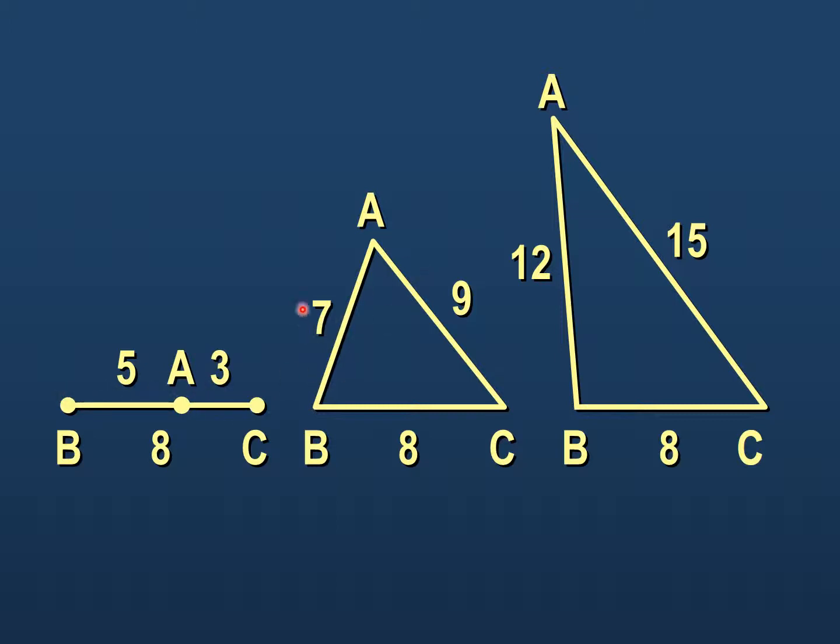Over here, 7 and 8 is more than 9, 7 and 9 is more than 8, and 9 and 8 is more than 7. Over here, 12 and 15 is more than 8, 12 and 8 is more than 15, and 8 and 15 is more than 12. So if you add two sides together, they always have to be more than the other side. Now, if they are equal, then you don't have a triangle, you just have one line.